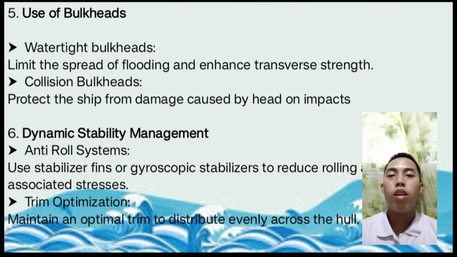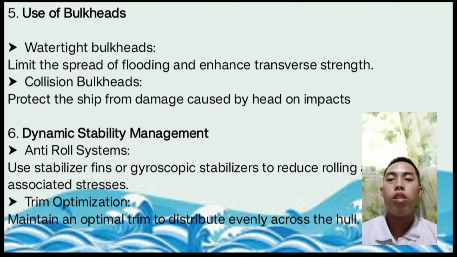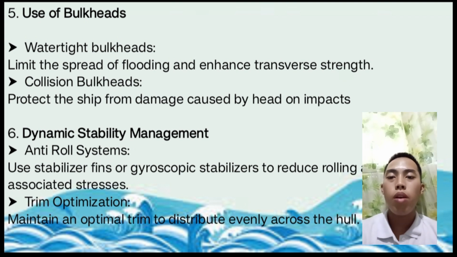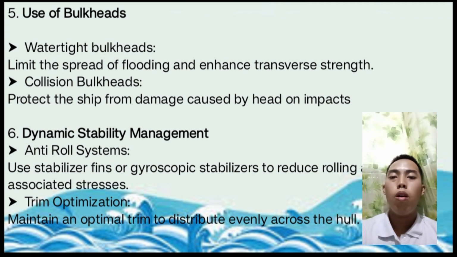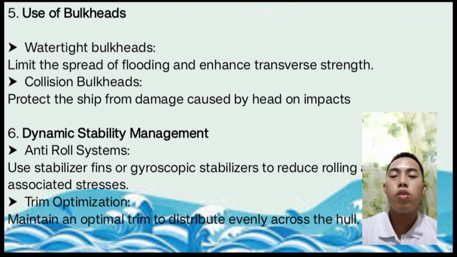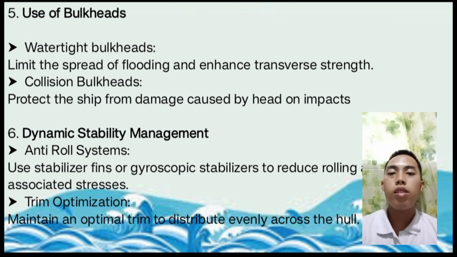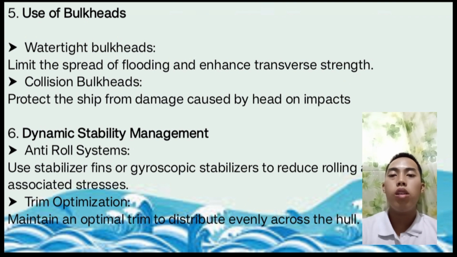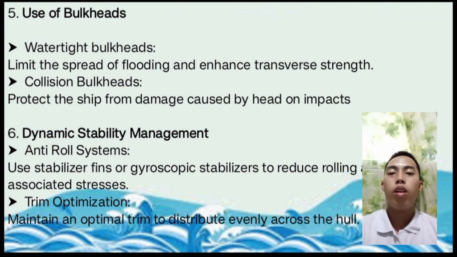And the last one of the measures, the sixth one, is dynamic stability management, and there are two types: anti-roll systems and trim optimization. Anti-roll systems use stabilizer fins or gyroscopic stabilizer to reduce rolling and its associated stresses. And the last one is trim optimization, maintain an optimal trim to distribute weight evenly across the hull.